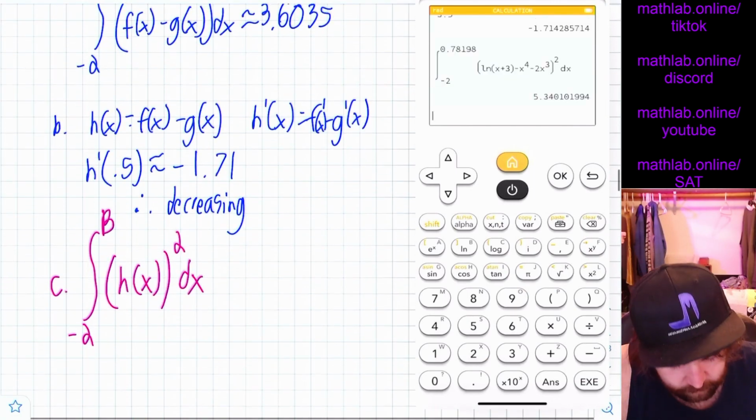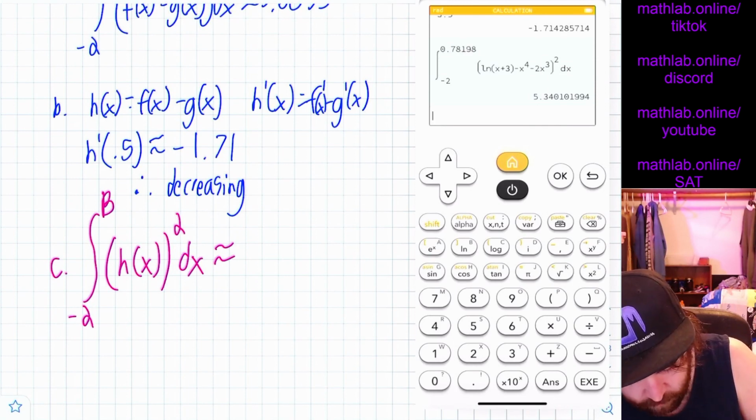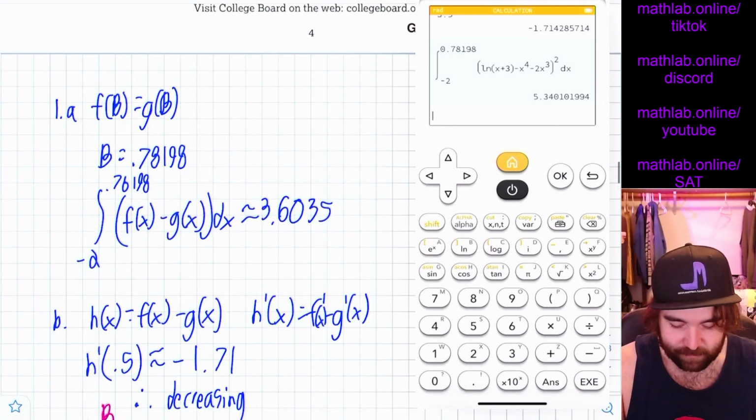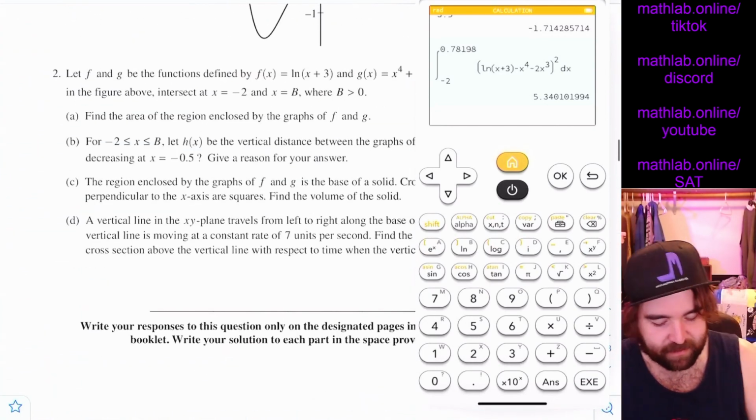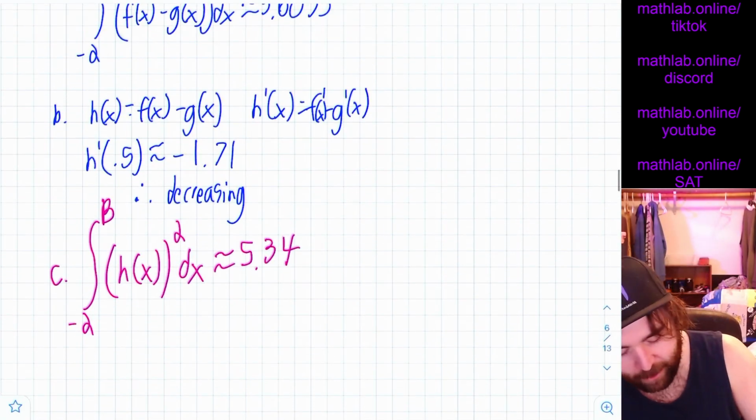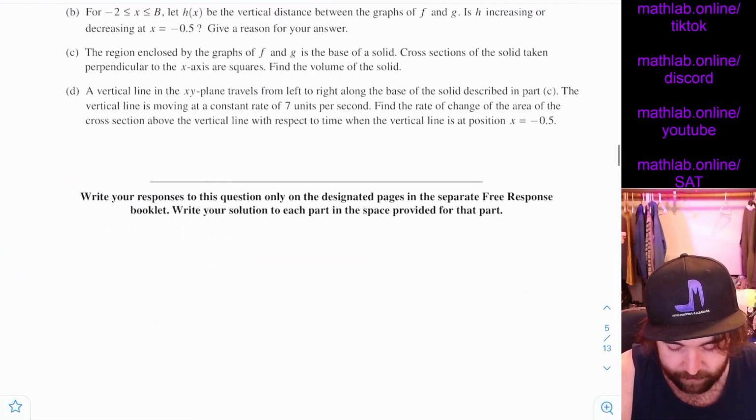And that's really all the work you should even have to show for that. So that should be approximately 5.34 units cubed. It's all just in units, so we don't really need to specify that probably. Oh, but now I feel like I want to write it. Units cubed. I should be right.